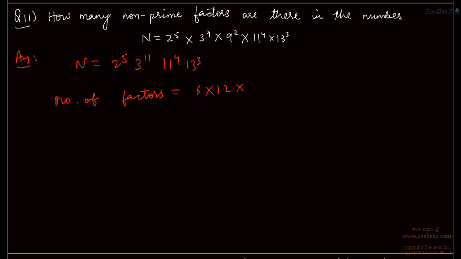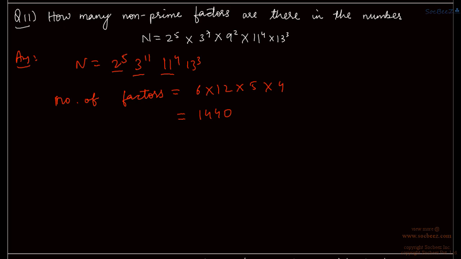There is a very simple formula for that, right? 5 plus 1, that is 6. 11 plus 1, 12. 4 plus 1, 5. 3 plus 1, 4. Right? So all of these will multiply. You have 6 into 5, that's 30, into 4, that is 120, into 12, that is 1440. Okay? This is the total number of factors.